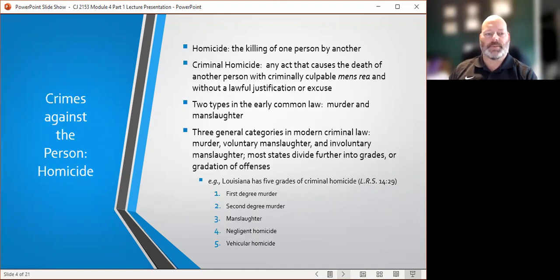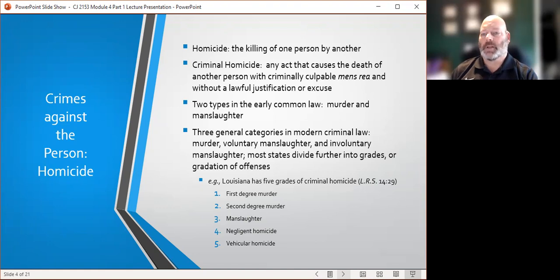So in terms of crimes against a person, homicide is the killing of one person by another. Criminal homicide, however, is any act that causes the death of another person with criminally culpable mens rea and without a lawful justification or excuse. In the early common law, there were two types of criminal homicide: murder and manslaughter. But there are three general categories that have evolved in the modern criminal law, which are murder, voluntary manslaughter, and involuntary manslaughter. Most states divide these further into grades or gradation of offenses.